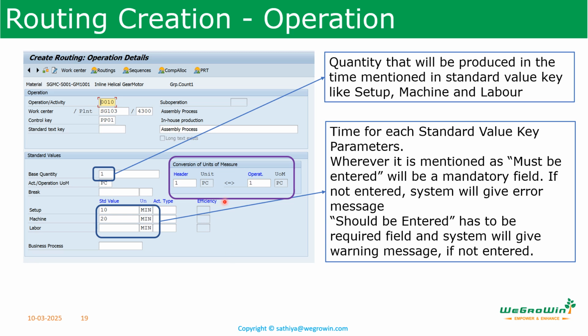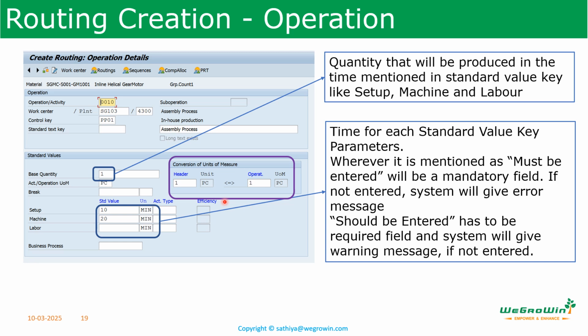Another is the unit of measure, the conversion of unit of measure. This unit of measure is very important. Here, the coefficient you are giving, for example, header one piece and operation one piece. If the routing unit of measure is, for example, number of pieces, and the operation unit is, for example, kgs, when we enter the header as 5 kgs and the operation as 3 pieces, it will be 3 pieces per 5 kg. Like that, the system will convert.